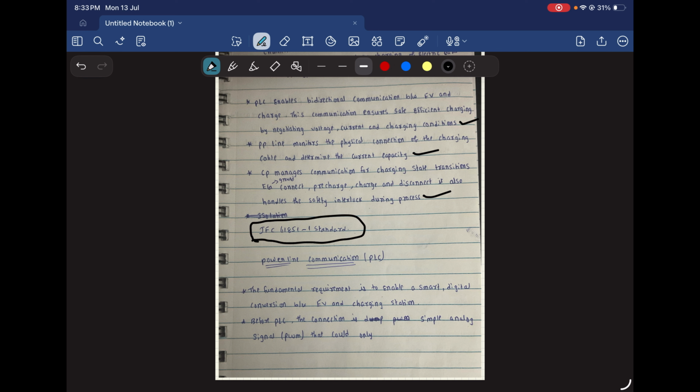Three more standards are there, and normally I refer to this standard. Normally the fundamental requirement of power and communication is to enable smart grid conversation between the EV and the charging station. Before PLC, for analog PWM power and communication, pilot wire communication was used earlier. At that time, AC charging stations were without smart charging. Before smart charging stations, they used PWM communications. Okay, this is the PLC.